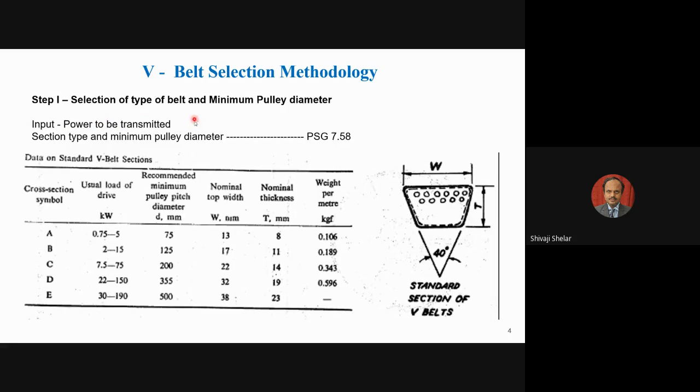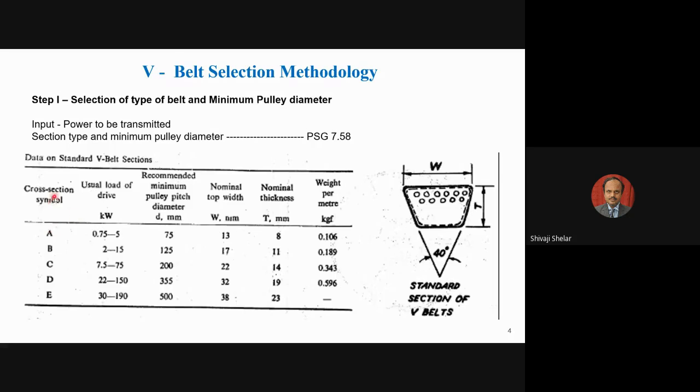This can be evaluated based on the application need, and sometimes if you know the motor capacity, the power rating of the motor itself is the power to be transmitted. That will become the input, and then based on this table available in the page section 7.58, you have to select the type of belt and section of the belt.